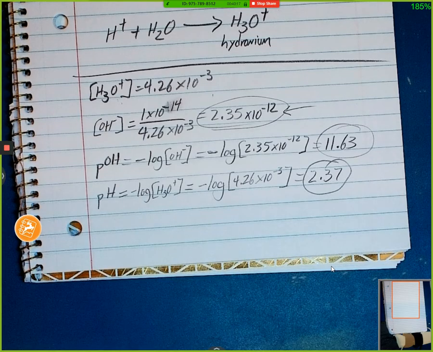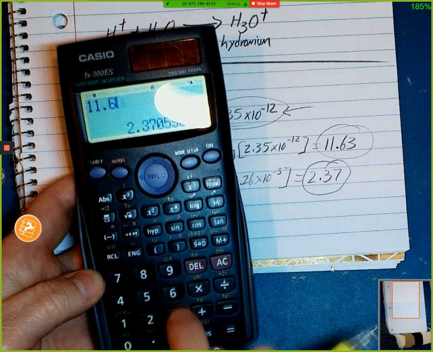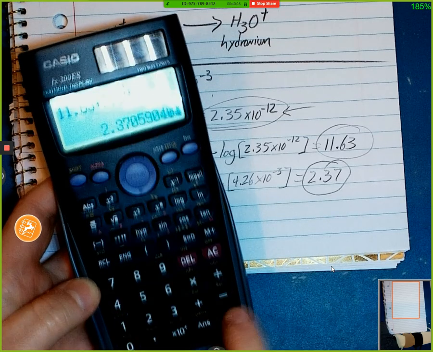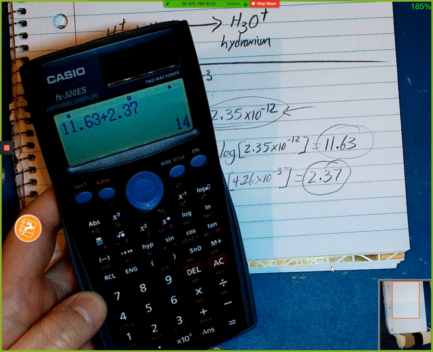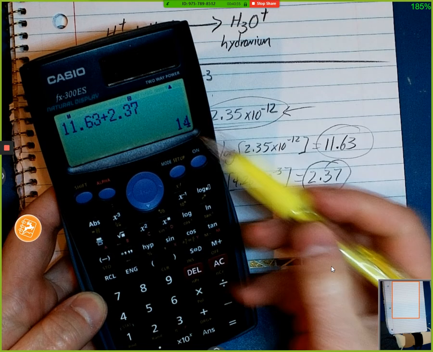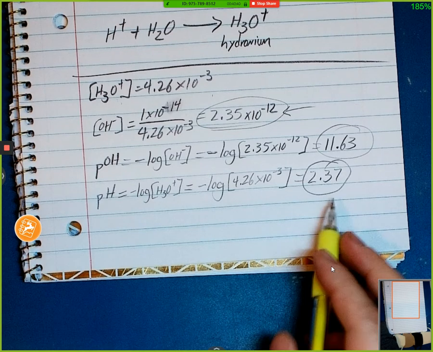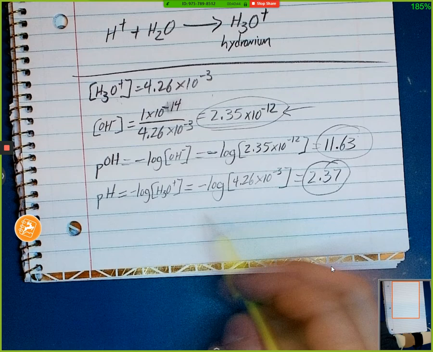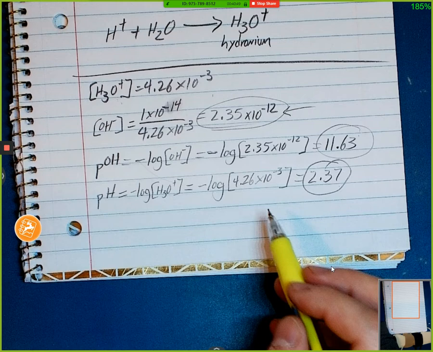Okay, 11.63 plus 2.37. I get 14 right on the dot. Sometimes it'll be awfully close, like 13.9 something or 14.01 something. But that tells us right there that we've done it right. So going back to our paper, you could fill those in for your pOH and your pH. Now, based on all the information we have right here, is this substance an acid or a base? What do y'all think?